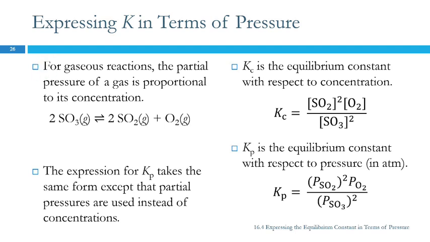For a reaction that occurs in the gas state, the partial pressure of the gas is proportional to its concentration. And so we can also use partial pressures to calculate an equilibrium constant. This is called Kp, equilibrium constant with respect to pressure. Here the pressure is always given in atmospheres. So again, the products raised to the power of their coefficients divided by the reactants. Any questions about that?